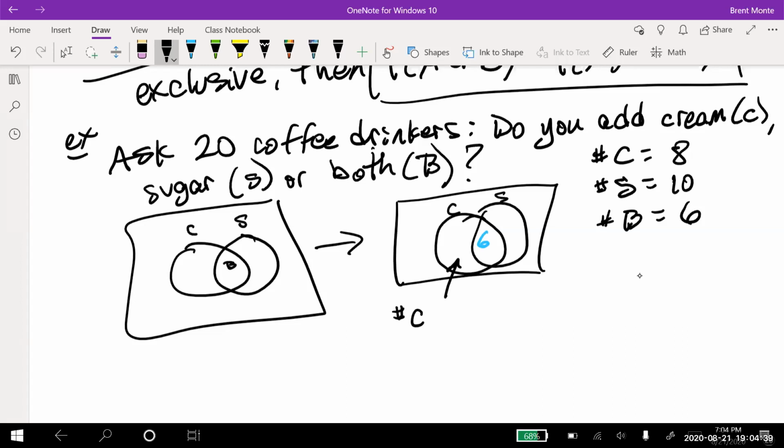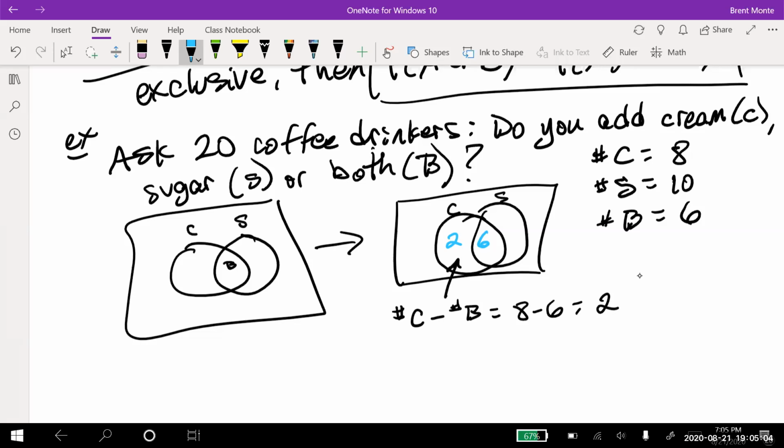So it's the number that put cream minus the number that put in both. I'm going to say, well, 8 people put in cream, but 6 of those also put in sugar. They were counted twice. So there's only 2 people that put in cream and not sugar. Notice now if I add the 2 and the 6, I get 8 in the cream circle, and that's what we said there was.